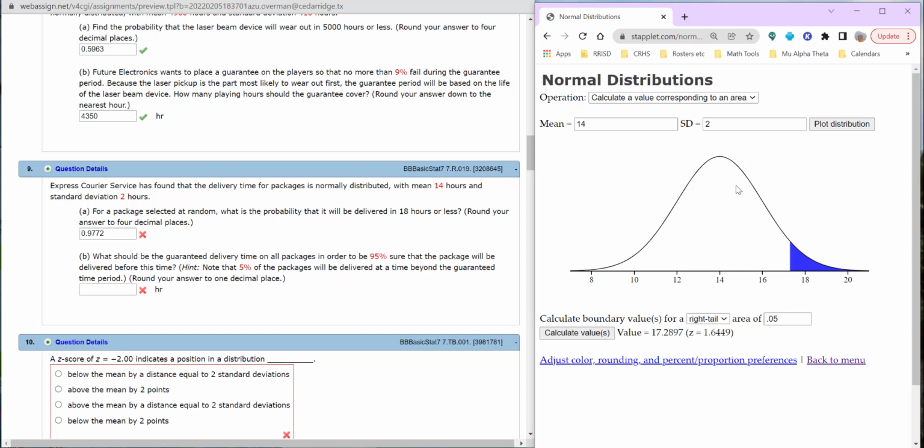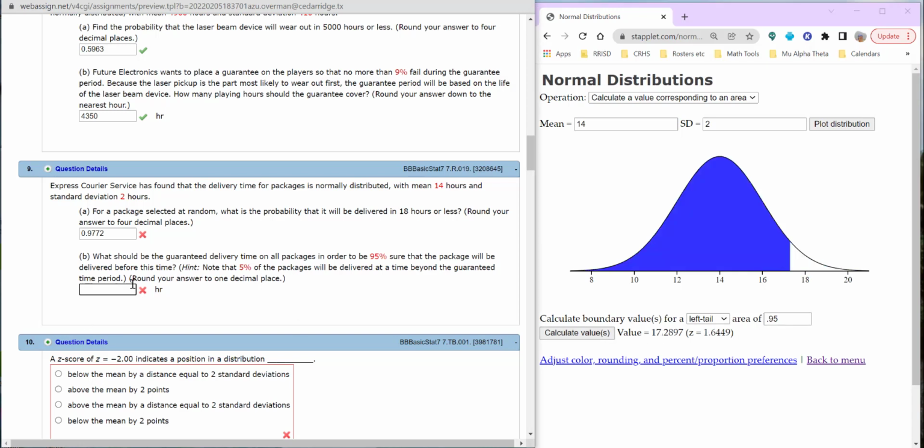So that means 95% of our packages, or I could say I want to make sure that 95% of our packages, so first of all, the value is 17.28, 1 decimal place, so I would say 17.3. I can also do this as saying, hey, I want to make sure 95% of my packages come in on this time. And you can see it's still the 17.3. So there are 2 different ways to look at that problem.